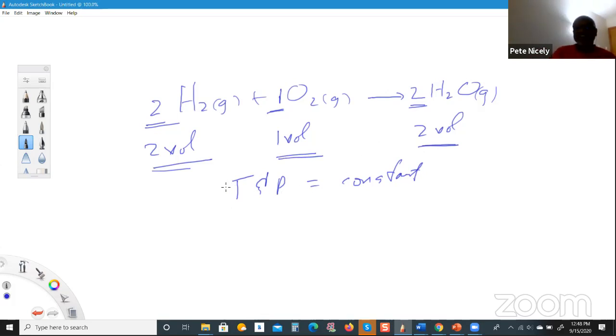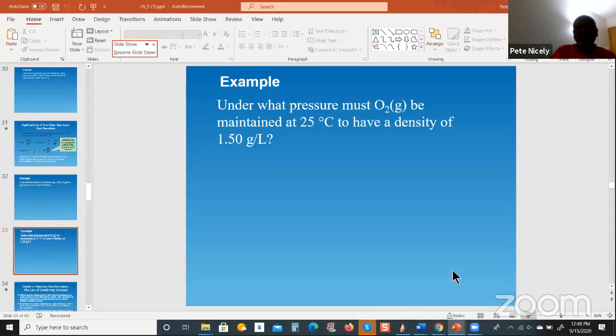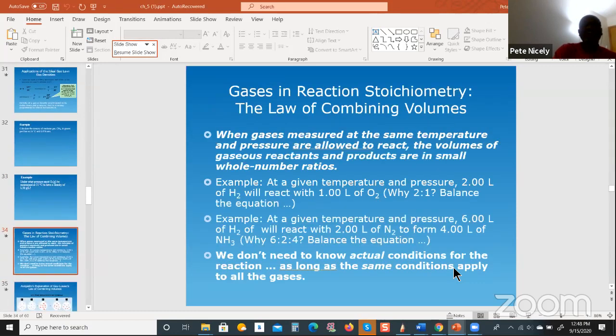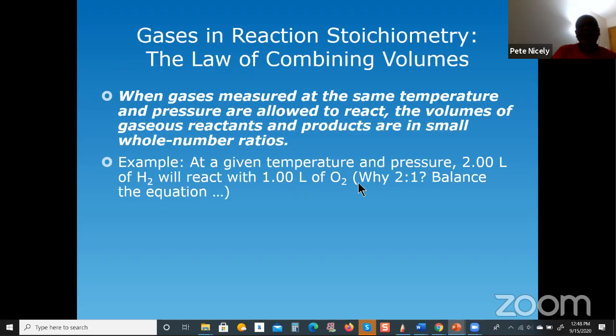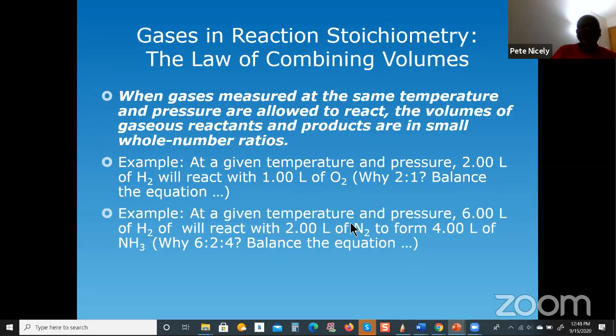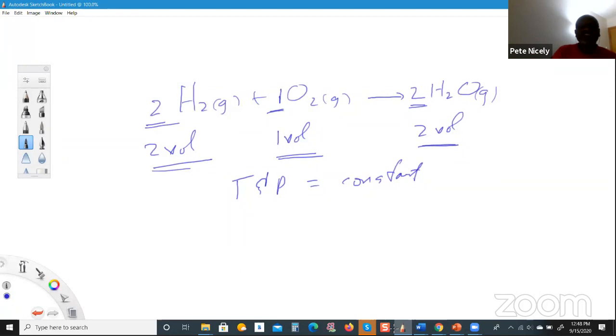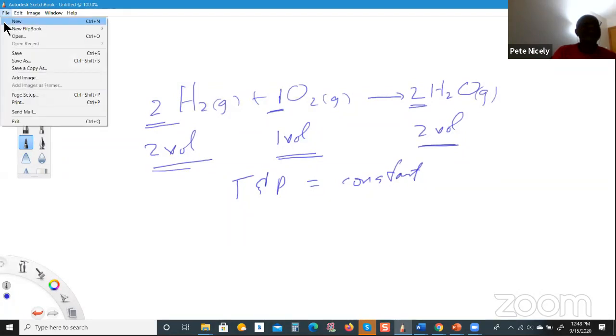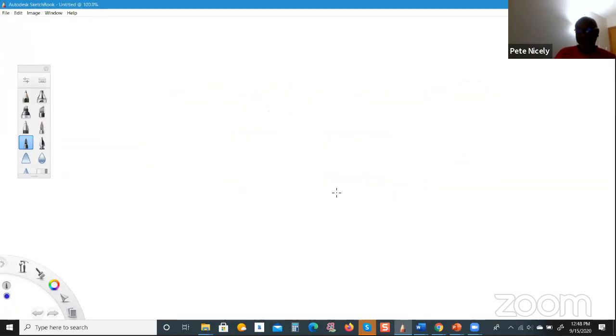Another example, let me go back to the PowerPoint here. So we just dealt with the example of hydrogen and oxygen, and explained the 2-to-1 ratio in terms of the volume. Another example is the reaction between nitrogen and hydrogen to form ammonia. So let me do that equation right here. So it is nitrogen plus hydrogen to give you ammonia.